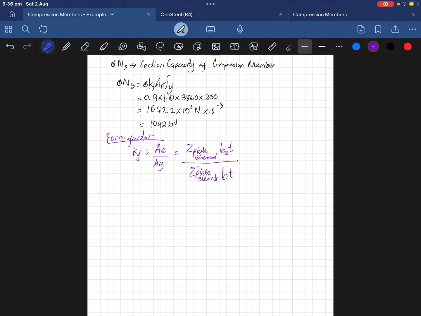B times T. And by plate elements, what I mean is if you have a universal column like that, ignore my poor drawing skills, but what we have here is you can take each flange outstand as a plate element, and the web here is another plate element. Okay, so we have plate 1, 2, 3, 4, and the web being the 5th plate element.